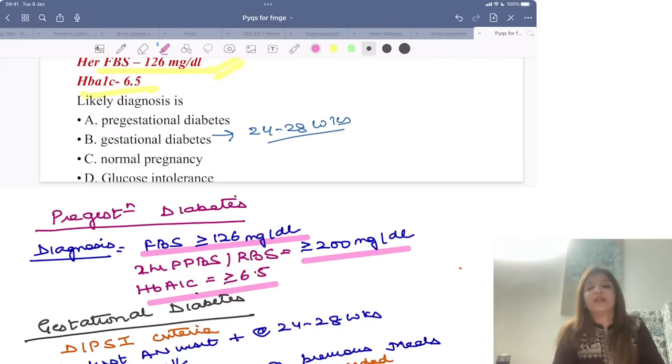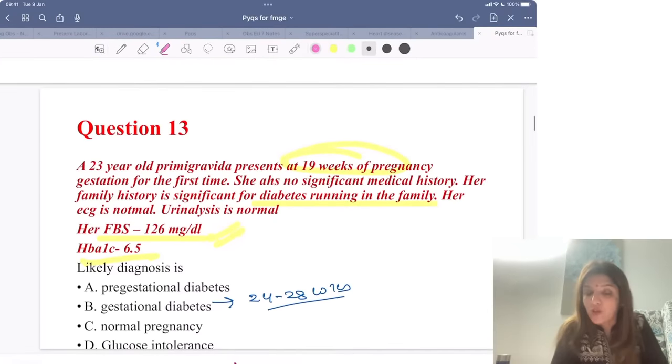This means you are dealing with diabetes, and because this diabetes is found at 19 weeks of pregnancy, it is possible that the patient did not know about it. Pre-gestational diabetes means she had diabetes before pregnancy. This patient never got tested, so she did not know she was diabetic, and for the first time she is being diagnosed during pregnancy, but she is not a case of gestational diabetes. Gestational diabetes is diagnosed between 24 to 28 weeks, right?